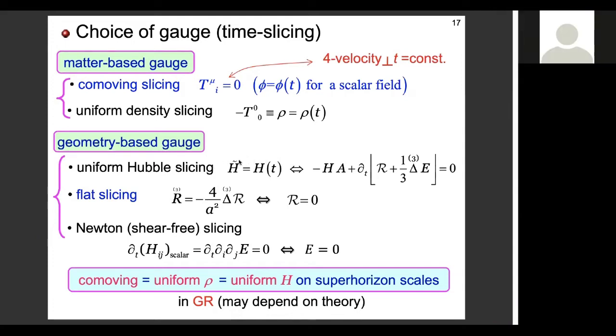But I'm not exactly sure. So far as I know, no, at linear level, of course, but as soon as you go to non-linear level, I guess it's probably very difficult to define the equivalent gauge from matter point of view and geometry point of view. Essentially, they are different. Yeah. Okay. I see. Thank you.